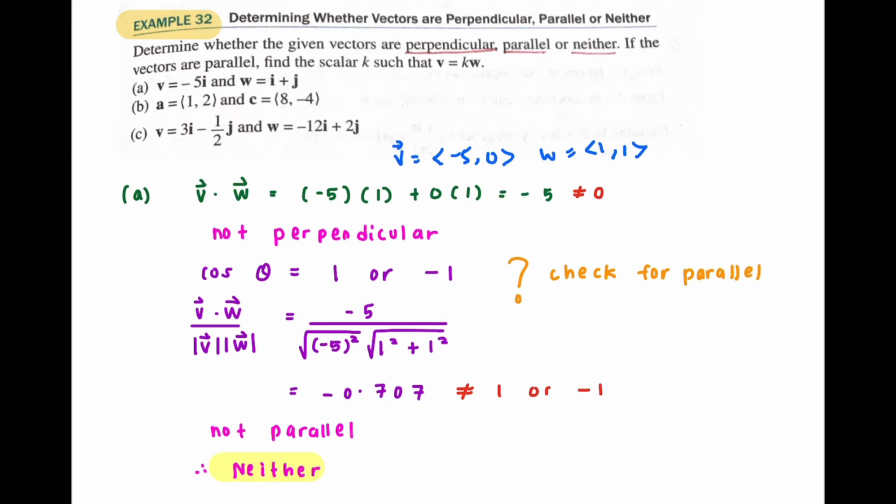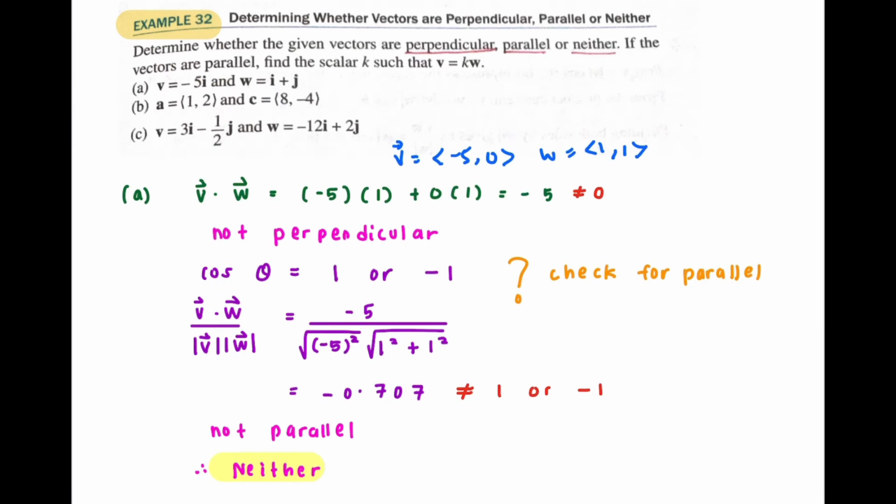First of all, let's find v dot w. Just use the dot product: negative 5 times 1 plus 0 times 1. This is equal to negative 5. Since v dot w is not equal to 0, we know that v and w are not perpendicular to each other. Therefore, let's check whether it is parallel.